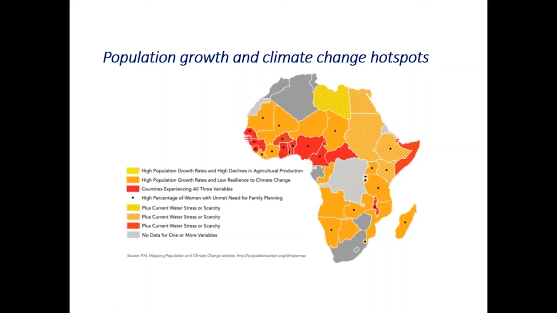Then you have high population growth rate in the countries in orange, and low resilience to climate change, countries like Mozambique. Remember when we were talking about the barriers: what are the strategies or the policies in place for dealing with climate change, such as more frequent cycles of flooding, for instance, more frequent cycles of drought? If these mechanisms or policies are not in place, then you have low resilience to dealing with that climate change.